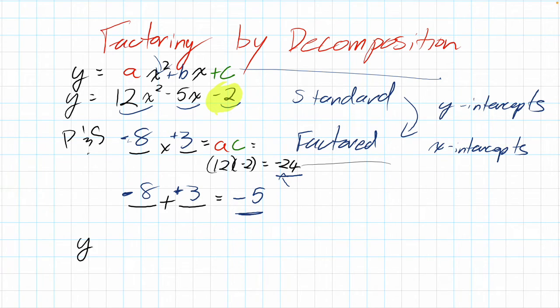What do we do with these two numbers? Well, this is what we talked about before. This is that concept of decomposition. So I'm going to write it out again. What we're doing is we're literally decomposing, or taking apart, -5.